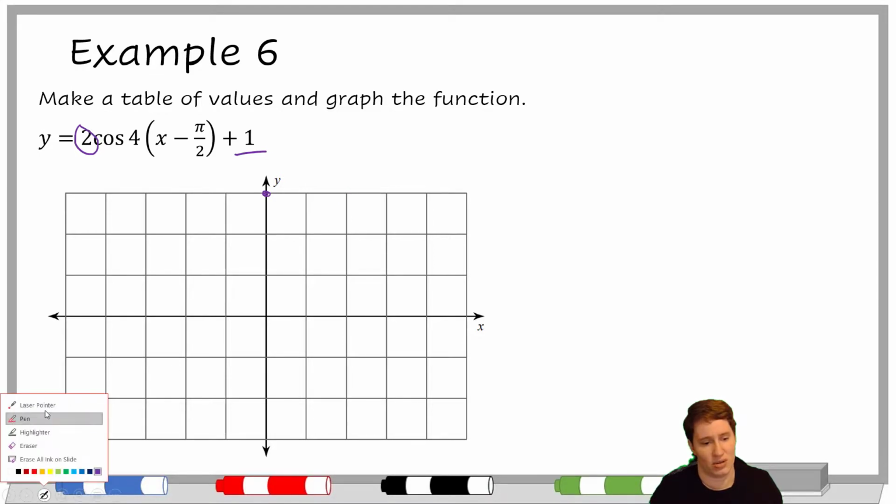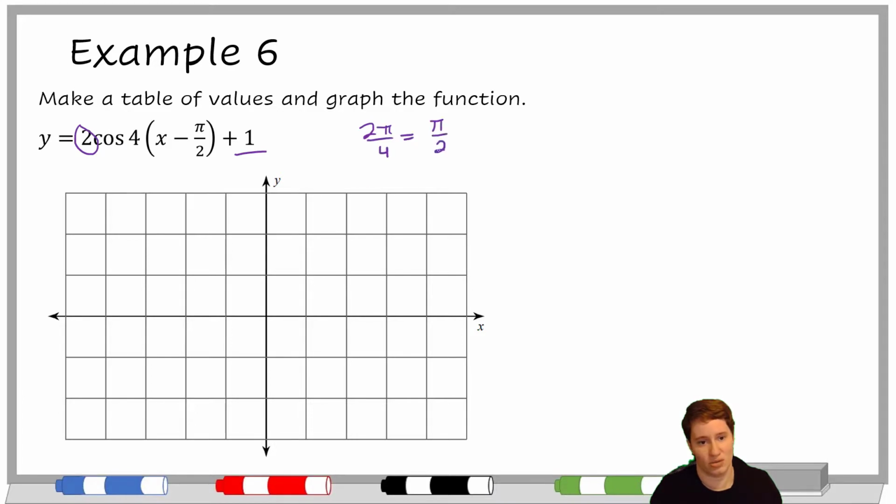I shouldn't have put that point there because we have 2 other things happening. We've got this 4 in front, which is going to make our period 2 pi over 4, which simplifies to pi over 2. So we're going to do a whole cosine curve by pi over 2. That's really, really fast. If you make these tick marks each be pi over 2, that's actually kind of fun in some ways. We do a whole cosine curve by pi over 2.